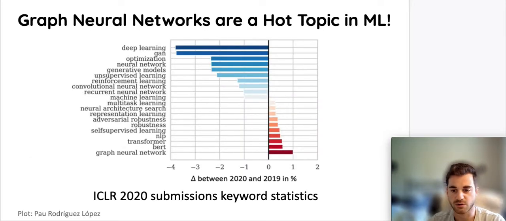So graph neural networks are certainly becoming very hot in the ML community. We can see here some stats: basically the increase between 2019 and 2020 of keywords in ICLR 2020 submissions, and graph neural networks was the most increasing keyword, so certainly it is gaining traction.